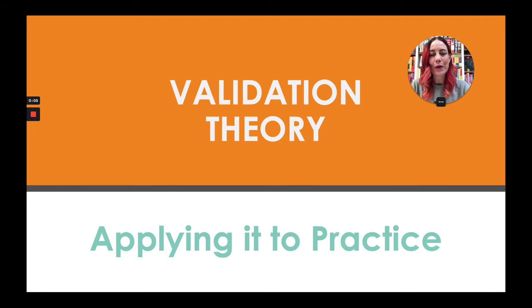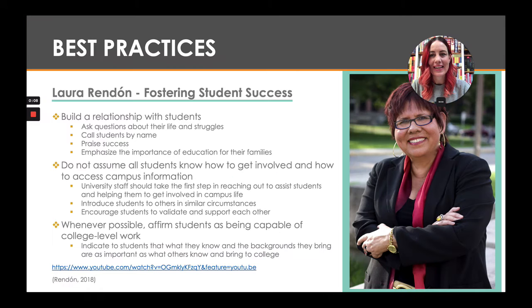All right, let's look at how to apply validation theory to practice. Laura Rendón talks about some best practices and how we can foster student success. She talks about building a relationship with students, asking questions about their life and struggles, calling students by name, praising success, and emphasizing the importance of education for their families. She also says, don't assume all students know how to get involved and how to access campus information. University staff should take the first step in reaching out to assist students and helping them to get involved in campus life. You can introduce students to others in similar circumstances, and this way students can encourage other students to validate and support each other.